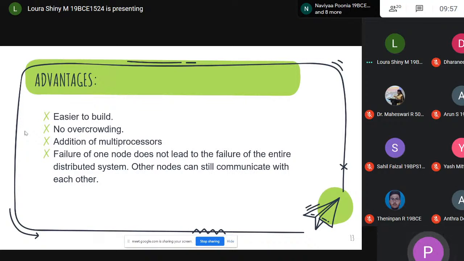Here, we can add as many multiprocessors as we want. And the best point is, when one node fails, it does not lead to the failure of the entire system. It's very unlikely. In shared memory architecture, if the main memory fails, all the nodes fail, and that is not reliable. But here, all the nodes work on their own, independently. So even if one node fails, we can rely on it because the others are fully working.